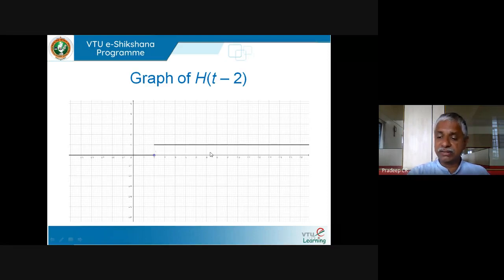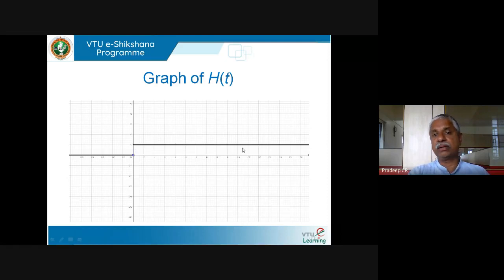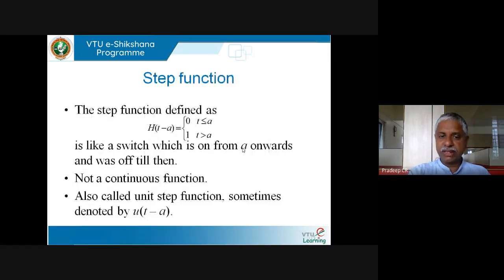So you can understand. For example, I have plotted here h of t, which is the same as h of t minus 0, where a is 0. In this case, till 0 it is 0. After that, it becomes 1. You might be wondering, what is this weird function? What is the use of it? You will see the use of it soon. So let me recall, the step function is defined as h of t minus a is 0 if t is less than or equal to a, and 1 if t is greater than a.